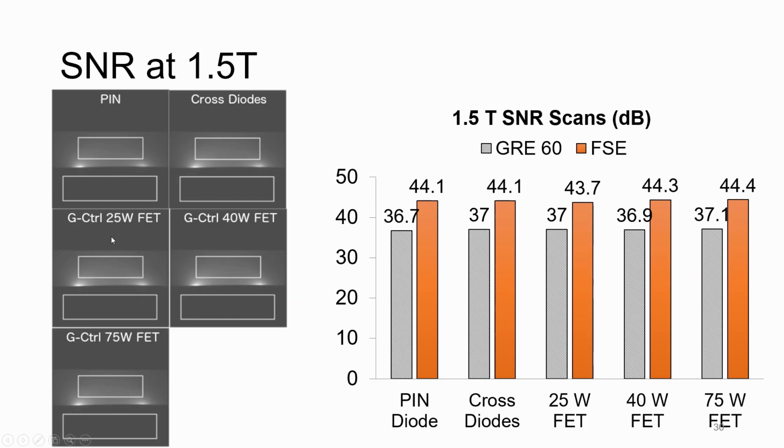So we performed our scans using the different methods, and the images look pretty good. And we actually took a look at the SNR values for each of the coils that we built. And as you can see, for each of the pulse sequences, the SNR is actually very similar between the FET-based coils and the pin diode coil.